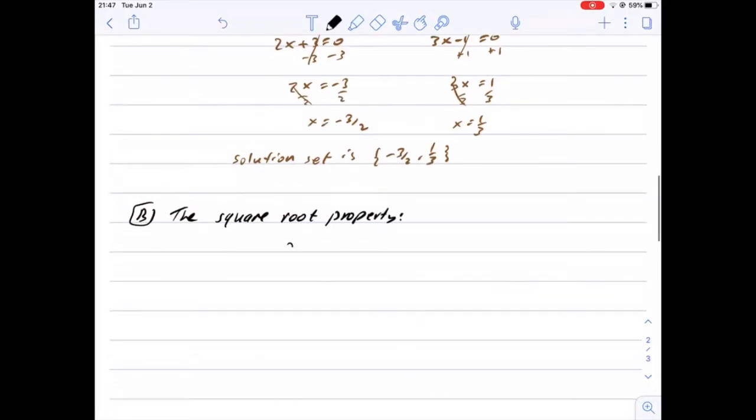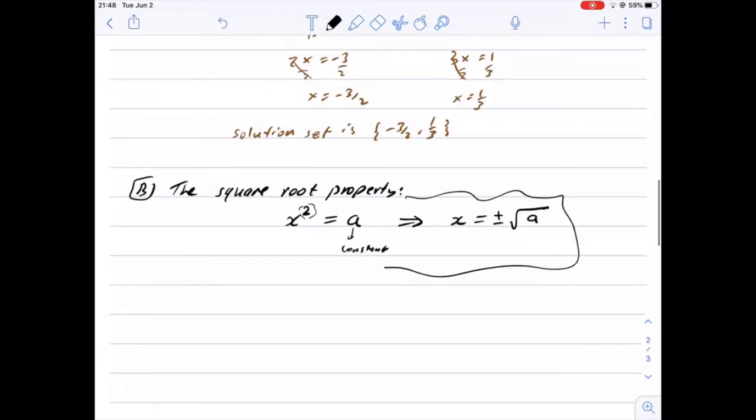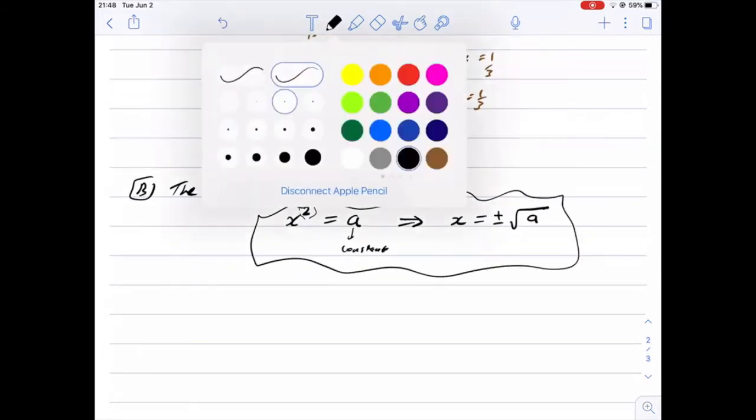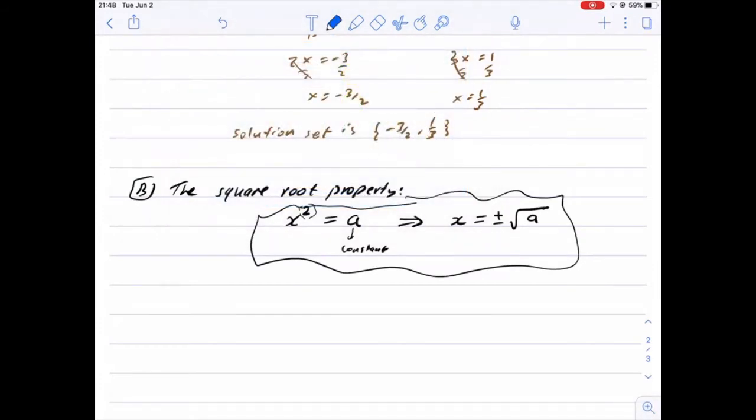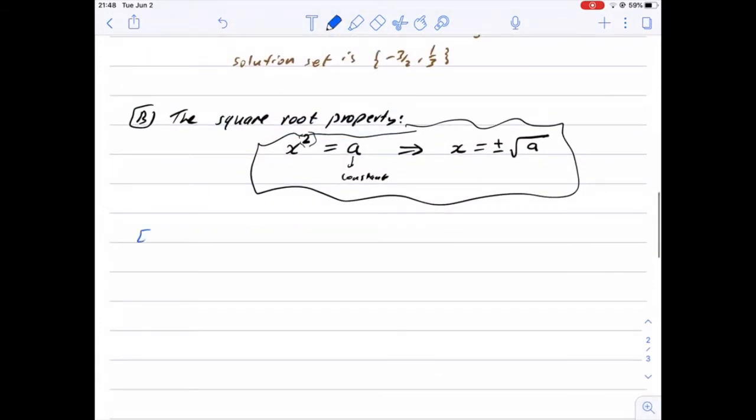This property says if you have x raised to the power 2, x squared equals some constant a, where a is any non-negative number, then to solve this equation we write x without the square, equals, and we replace that with plus or minus the square root of the right hand side. So please keep this in mind, how to solve this type of problems, because this is a very important class of problems and this is a very important property.